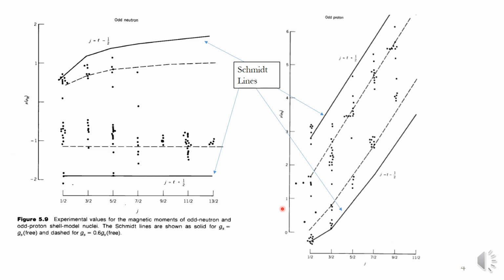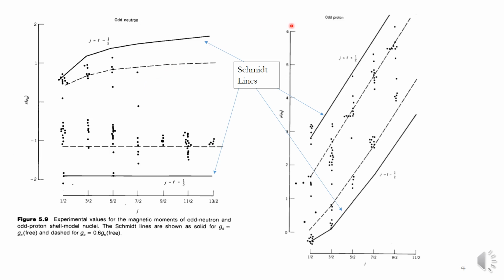This mu is of odd neutron, odd proton plus gs by 2, in the shell model. So similarly for j equal to l minus half, this is obtained. Okay, so this corresponds to j is equal to l minus half, and this corresponds to j is equal to l plus half. And the Schmidt lines are the solid lines, means these solid lines represent the predicted mu values, or predicted magnetic moments, in terms of mu n, the nuclear magneton.